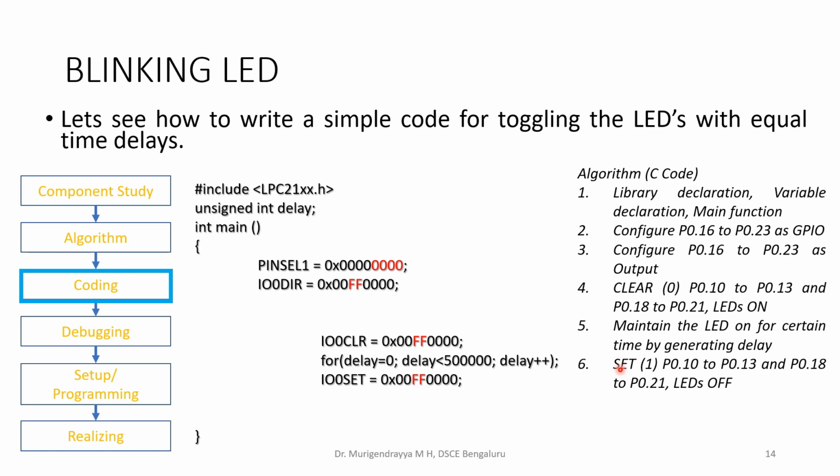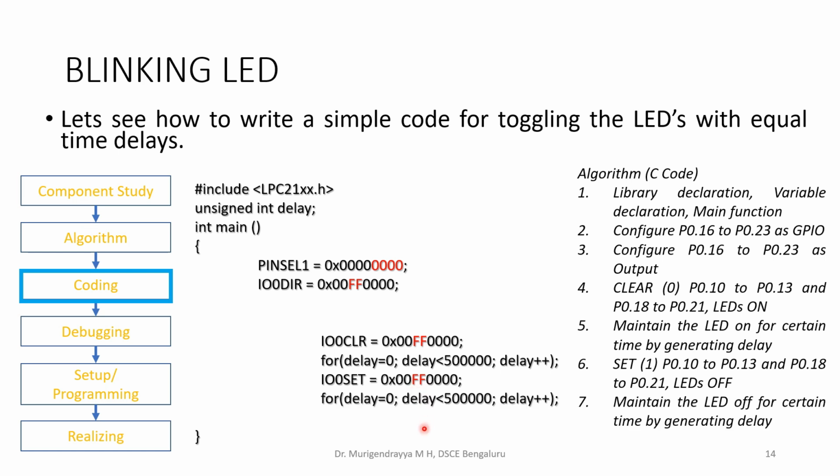Then we have to make the LED off, means each pin of pin 16 to pin 23 of port 0 should be 1. To make pin 16 to pin 23 one, the respective bits of the IO0 set register should be 1, means bit 16 to bit 23 of the IO0 set register should be 1. Then to hold the LED off for a certain time, we have to generate the delay by using the for loop.